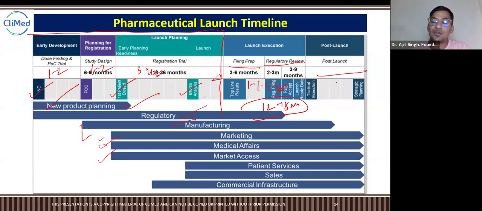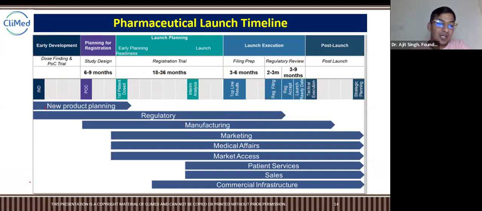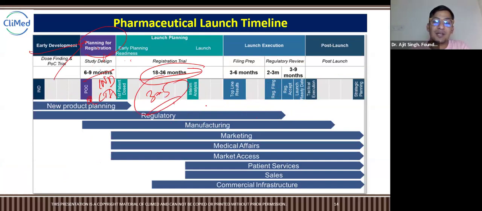And then post launch is different. Post launch, there is no fixed time. Okay, so the usual timelines we follow: first is clinical early development, 1 to 2 years planning for the registration, and 6 to 9 months of study design, I mean the protocol writing, for IND or CTA. Then phase 1 to phase 3 clinical trials take around 3 to 5 years, including interim time and all. Then filing preparations take 3 to 6 months, regulatory review around 6 months to 1 year, and then post launch. So these are the usual timelines for you.